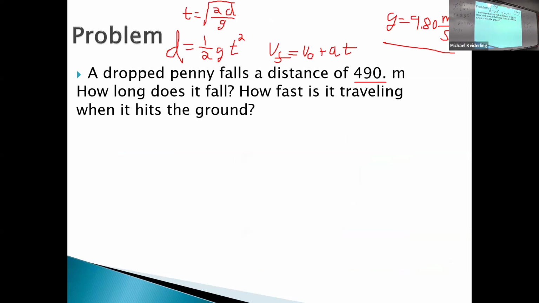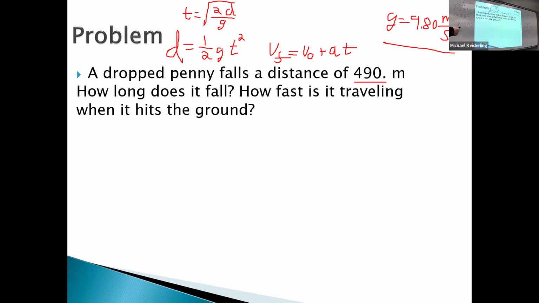So here we have a dropped object that falls a distance of 490 meters. The question is, how long does it fall for? And then how fast is it traveling when it hits the ground? The first question, for how long does it fall, is asking for time. The second question is asking for final velocity. The initial velocity is 0 because it's dropped. The acceleration is g.